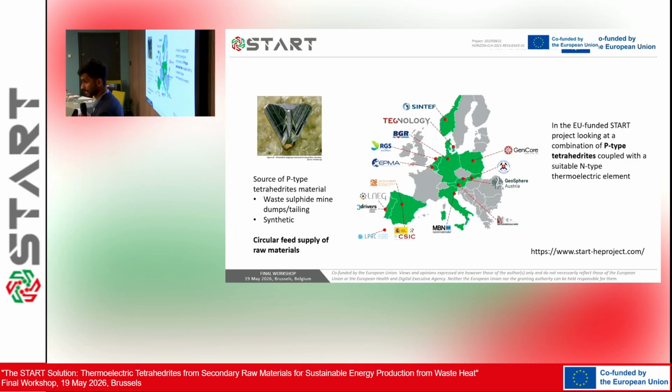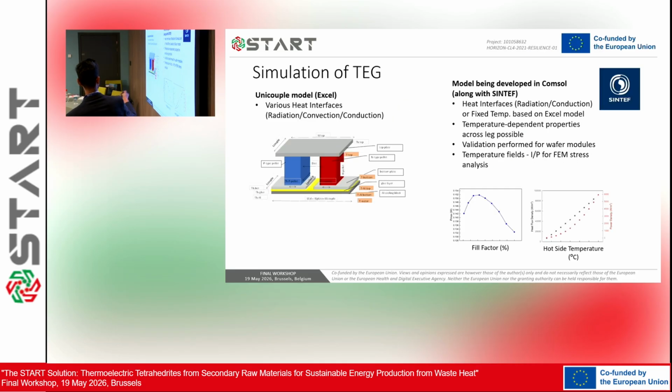This slide is a recap of what Philippe already showed. We source the P-type tetrahedrite material from waste sulfide mine dumps and tailings. And we first focused on synthetic materials before combining it along with the mixed mined and synthetic in the START project.